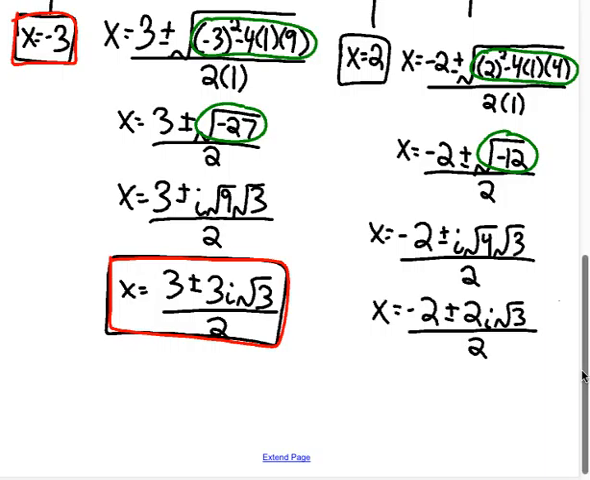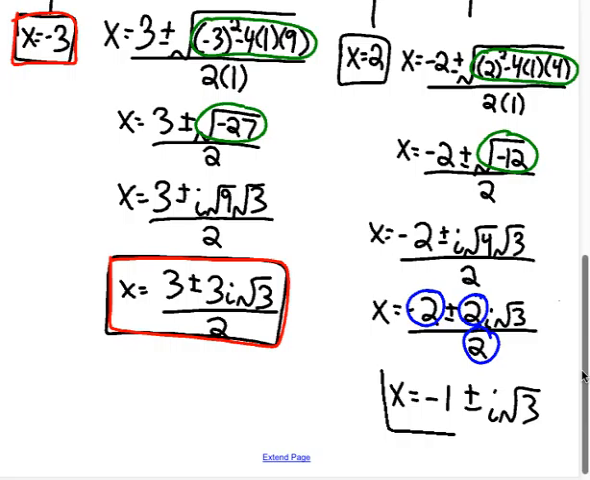All right, and now what I'm going to notice is each of these pieces is divisible by 2. So I can actually simplify this a little bit more and just call this negative 1 plus or minus i square roots of 3. I can do away with those 2's. I can divide those 2's. Negative 2 divided by 2 is negative 1, and then 2 divided by 2 is positive 1, so I'm just left with the i square roots of 3.